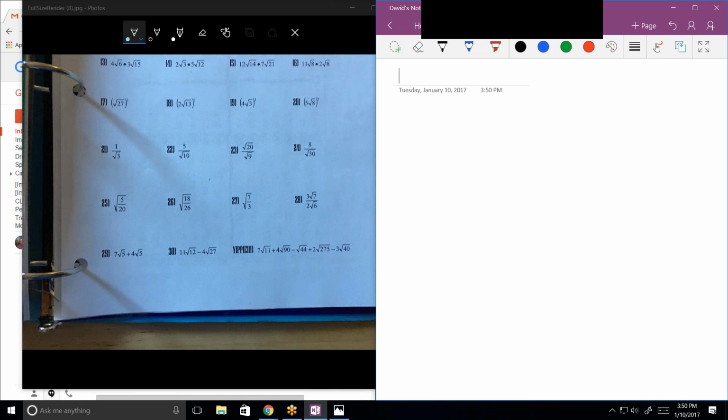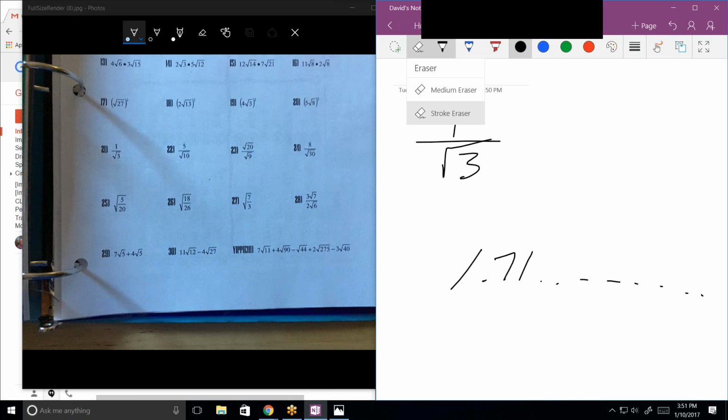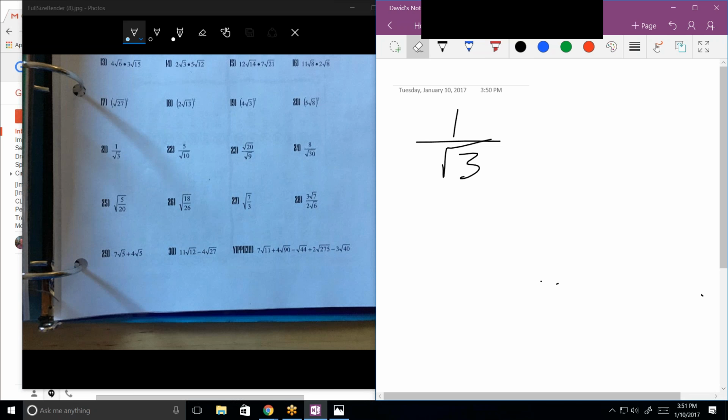All right. 1 over root 3. What's the problem with that as an answer? You can't have a square root on the bottom. Yeah, that's an irrational number, square root of 3. It's approximately 1.71, but the numbers go on forever and never repeat. So it's an irrational number. We cannot write square root of 3 as a fraction. And math doesn't particularly like irrational denominators.